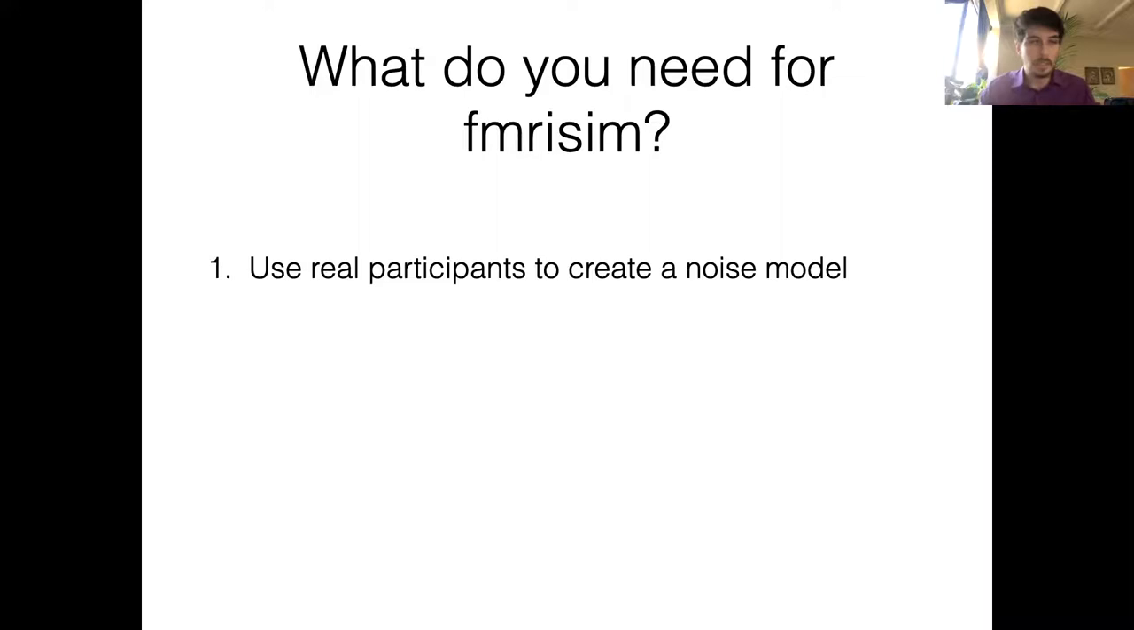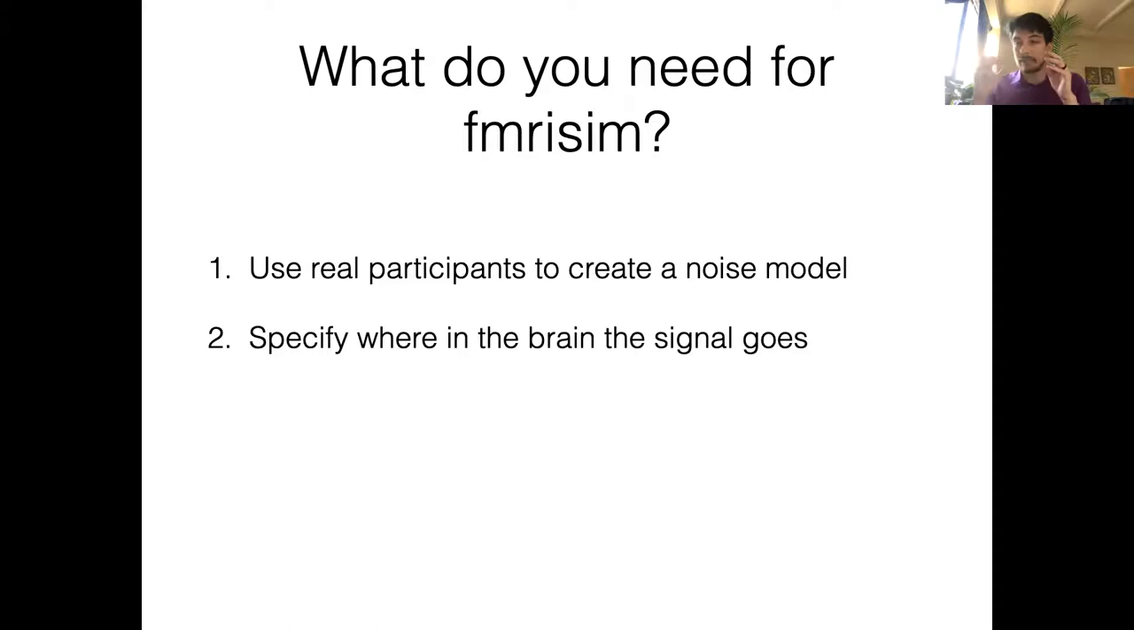You also have to have an idea of where you're going to put the signal in the brain. This could be a set of voxels that you've got the coordinates for. It could be a cube, a sphere. It could also be an ROI. So if you want to study the hippocampus, you want to simulate the hippocampus, just give it an ROI of the hippocampus.